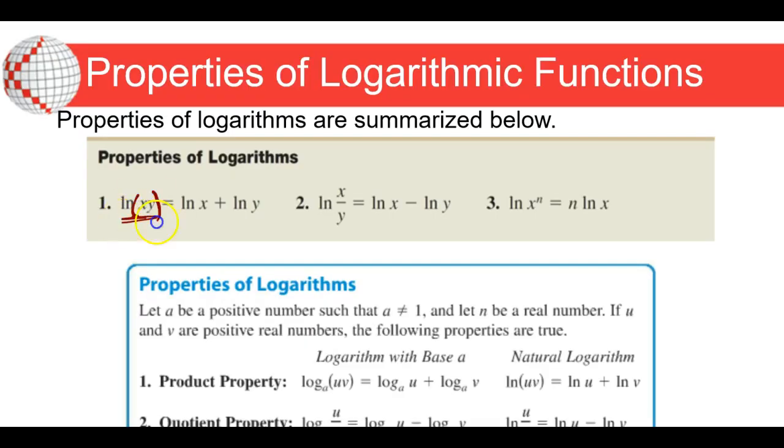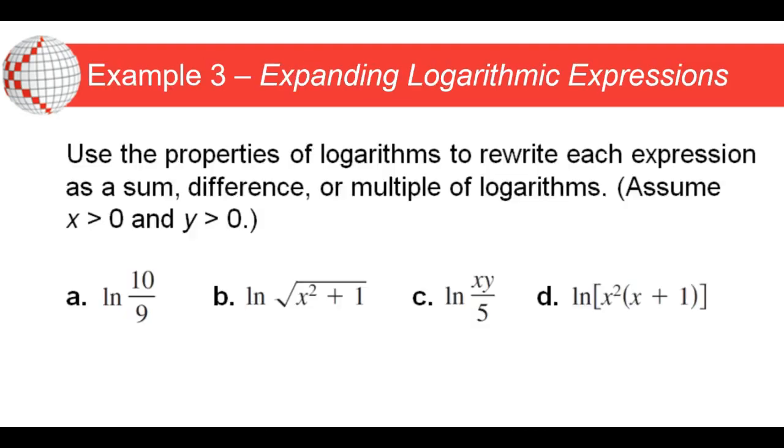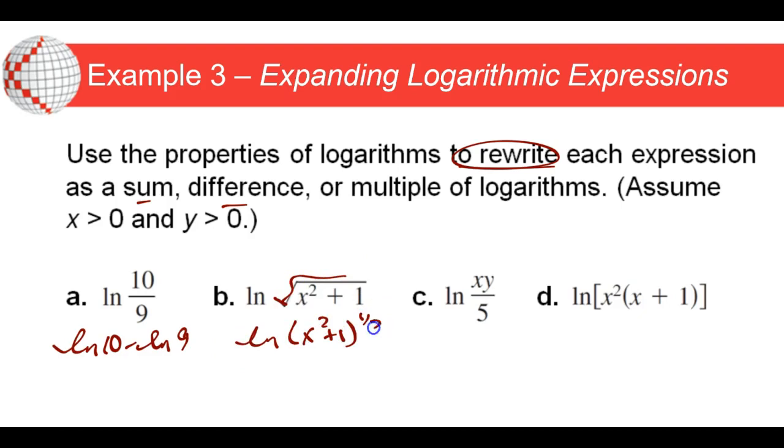Again, these are the properties, 3 properties. If there's a product, you add. If there's a quotient, you subtract. And I call this the dump down property for the exponents. So for this one, we're going to rewrite this as a sum or a difference, and this will be the natural log of 10 minus the natural log of 9. This one I'm going to change to an exponent first by writing this as x squared plus 1 to the 1/2. Use the dump down property first, so it's 1/2 natural log of x squared plus 1.